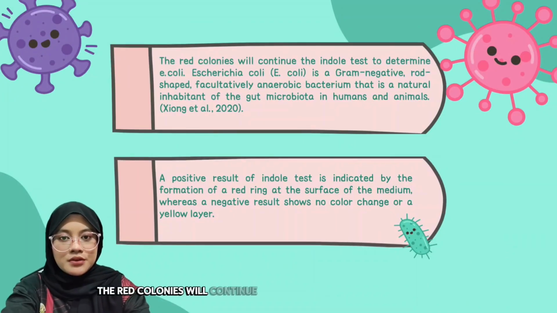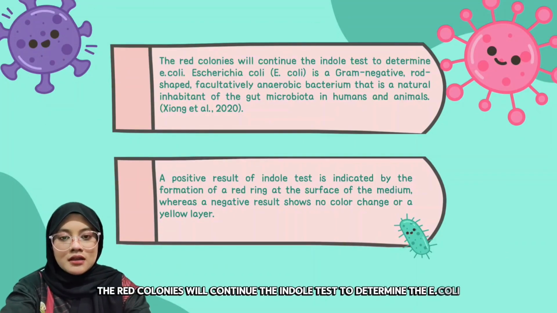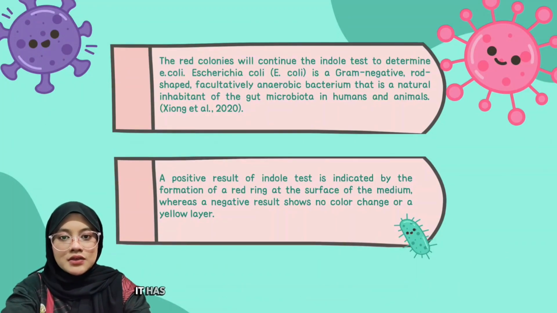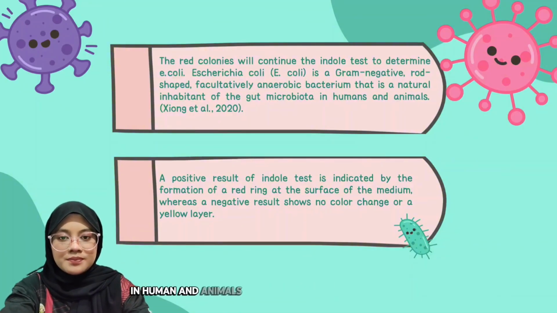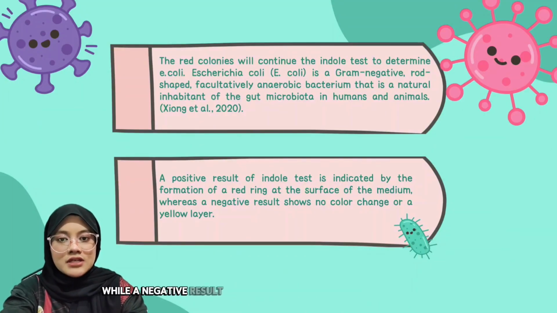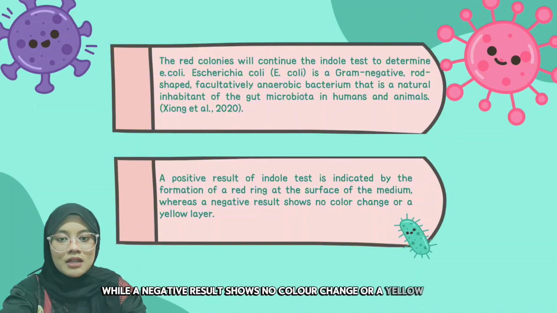The red colonies will continue to the indole test to determine the E. coli. E. coli is a gram-negative bacterium. It is rod-shaped and a facultatively anaerobic bacterium that is a natural inhabitant of the gut microbiota in humans and animals. A positive result of the indole test is indicated by the formation of a red ring at the surface of the medium, while a negative result shows no color change or a yellow layer.